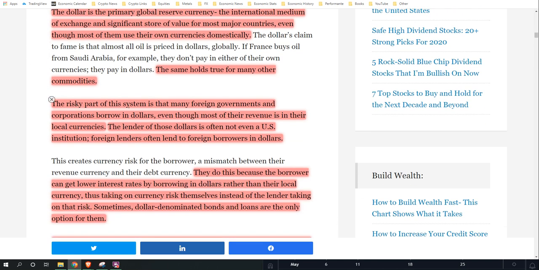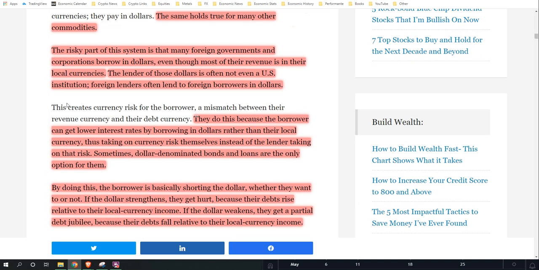The risky part of this system is that many foreign governments and corporations borrow in dollars, even though most of their revenue is in their local currency. The lender of those dollars is often not even a U.S. institution. Foreign lenders often lend to foreign borrowers in dollars. This creates currency risk for borrowers, a mismatch between their revenue currency and their debt currency.